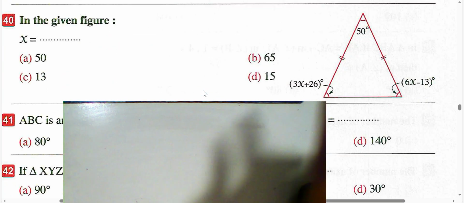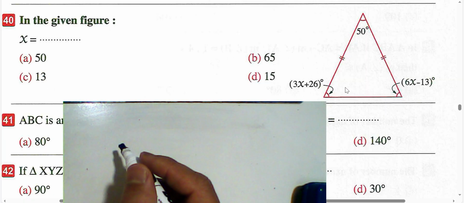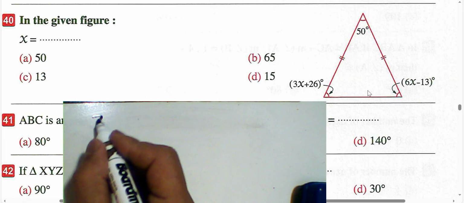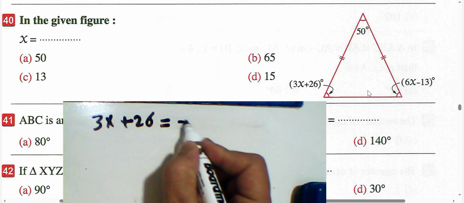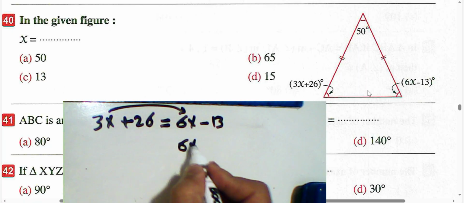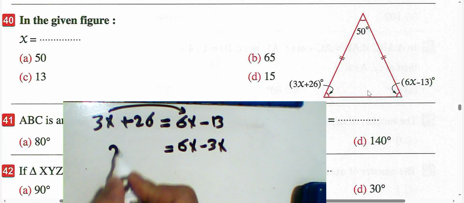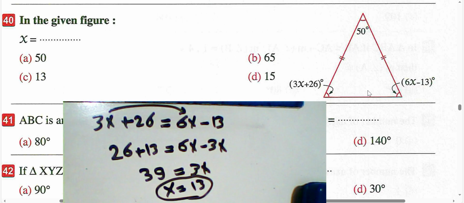Question number 40. We want to find the measure of angle x. We have here an isosceles triangle, in which two pieces are equal. We have 3x plus 26 equivalent to 6x minus 13. We can subtract 3x from 6x and write 26 plus 13. 6x minus 3x equals 3x, equal to 39, and then divided by 3. Then x equals 39 divided by 3, which is 13. Then the value of x will be 13.